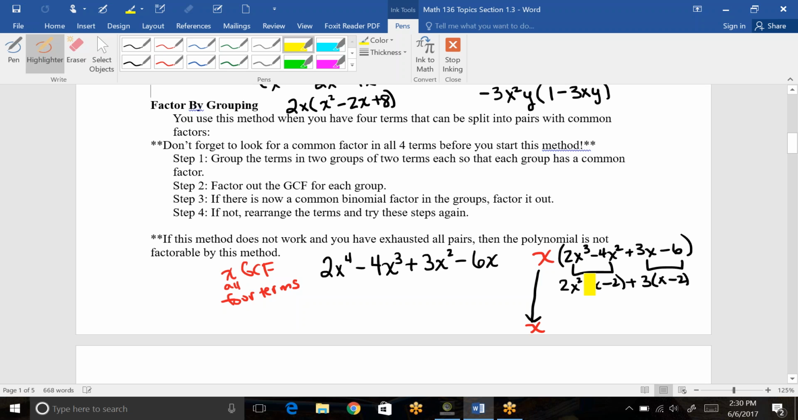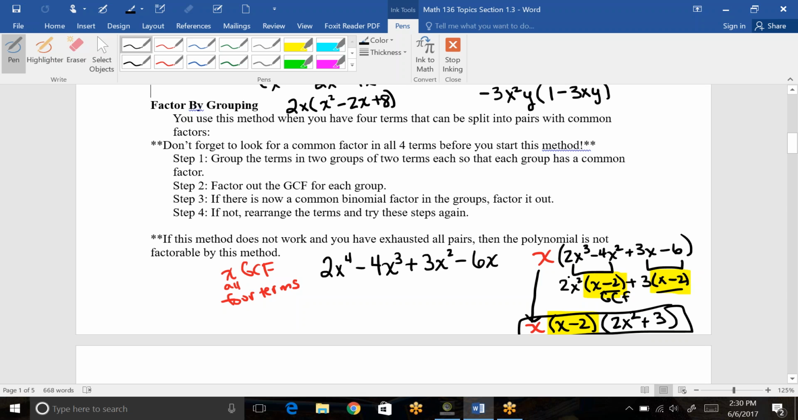The part that you have in each parentheses, if this is going to factor, it will match. So notice that's x minus 2 and x minus 2. We treat that as a GCF, so we pull it out to the front up here. The parts that are left over after you pull out the x minus 2 make the final binomial. So the answer is x times x minus 2 times 2x squared plus 3.